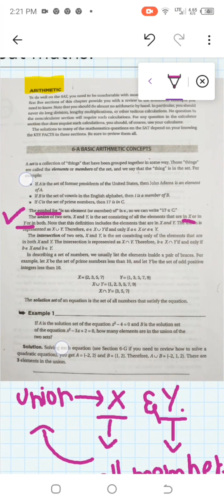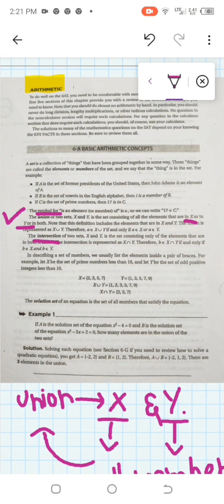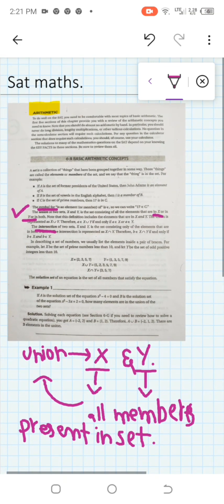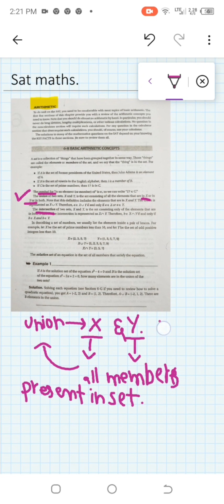Fine. So after that here we have intersect. Here it is given the union must be written like this, for example, X union Y. The members of all the X set and the members of all the Y set will be added together and will form a union.